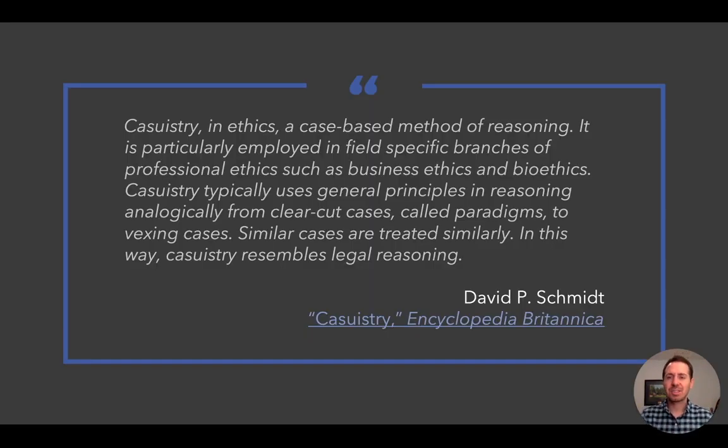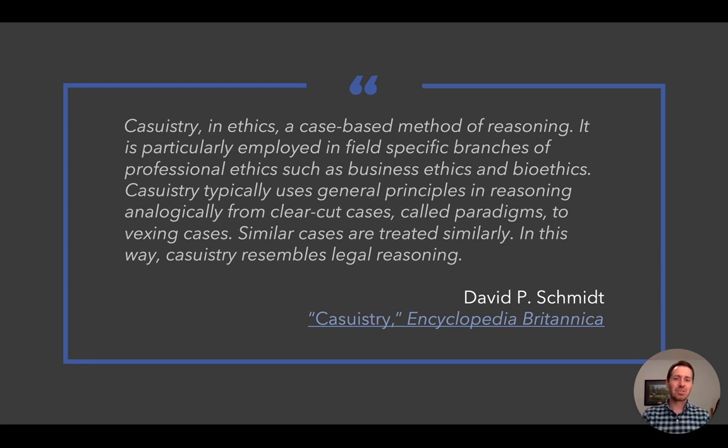And in fact, casuistry has seen a bit of a resurgence, right? So the Encyclopedia Britannica starts out with this description of casuistry. Not pointing to a historical view that's deeply flawed, but rather saying casuistry is a case-based method of reasoning. It's employed in field-specific branches of professional ethics, like business ethics and bioethics. It typically uses general principles in reasoning analogically from clear-cut cases called paradigms to these more vexing cases. Similar cases are treated similarly, and in this way, casuistry resembles a kind of legal reasoning.